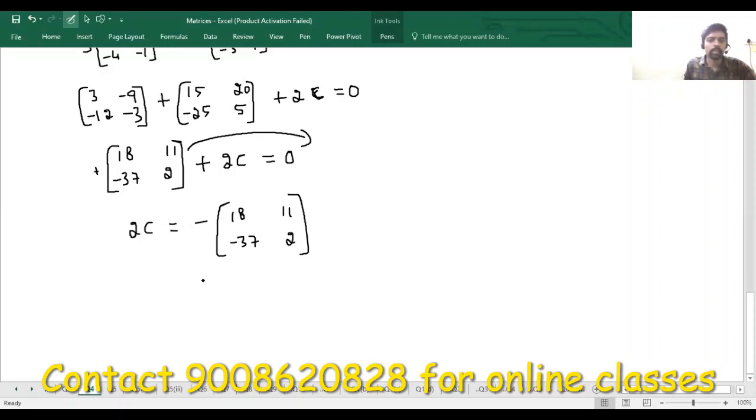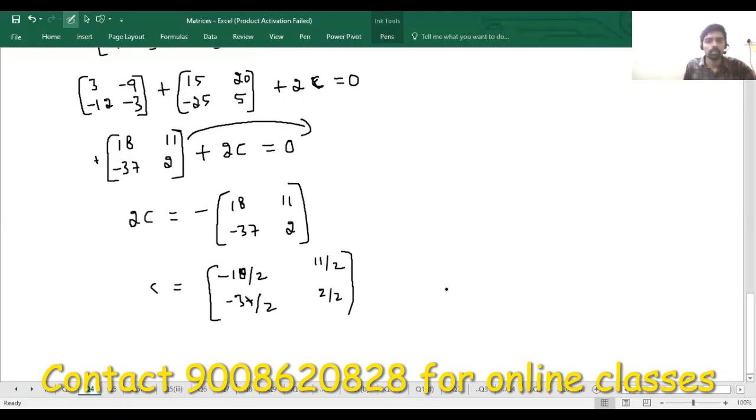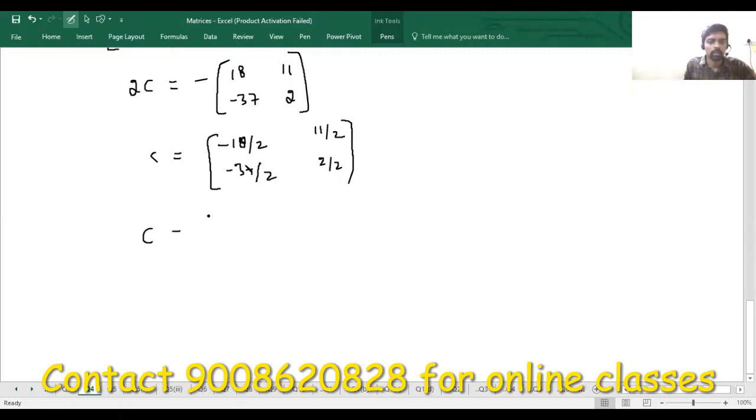Therefore c equals, this is into 2. You shift it to the other side. What will you get? Divided by 2, correct? And multiply this with the minus sign. Minus 18 by 2, 11 by 2, minus 37 by 2, 2 by 2. So now c equals, minus 18 by 2 is minus 9. And this will be 11 by 2. This is minus 37 by 2, and then 2 by 2 is 1. This is the value of c.